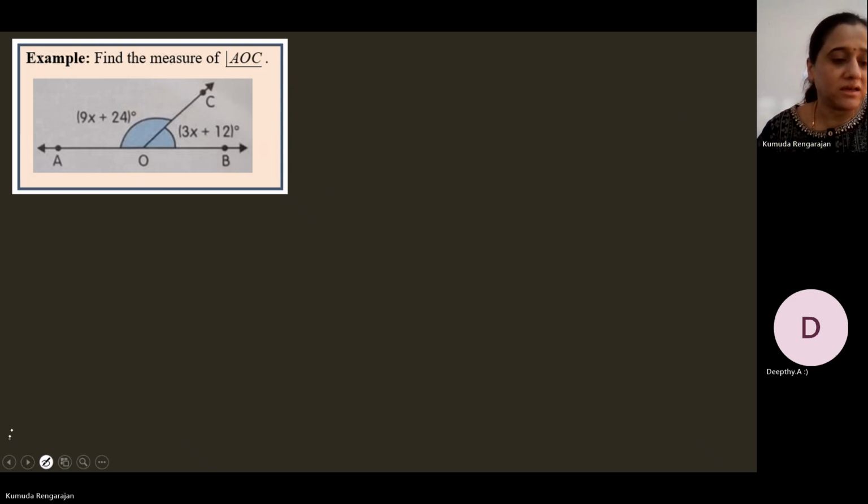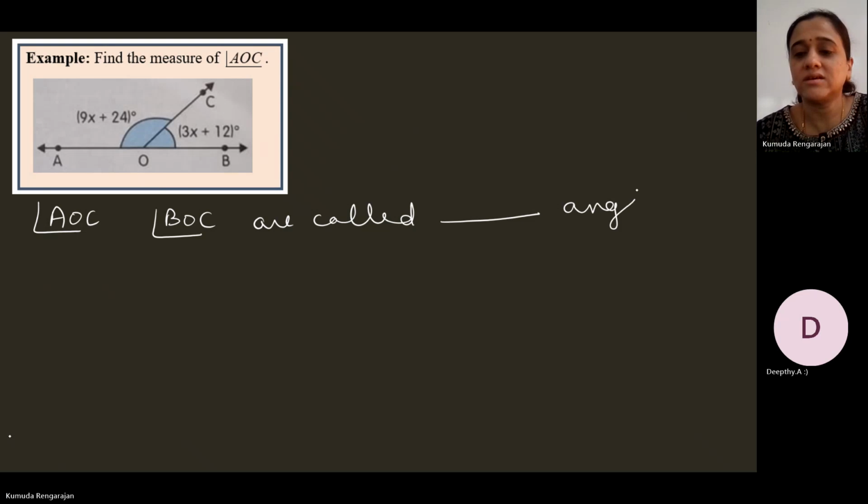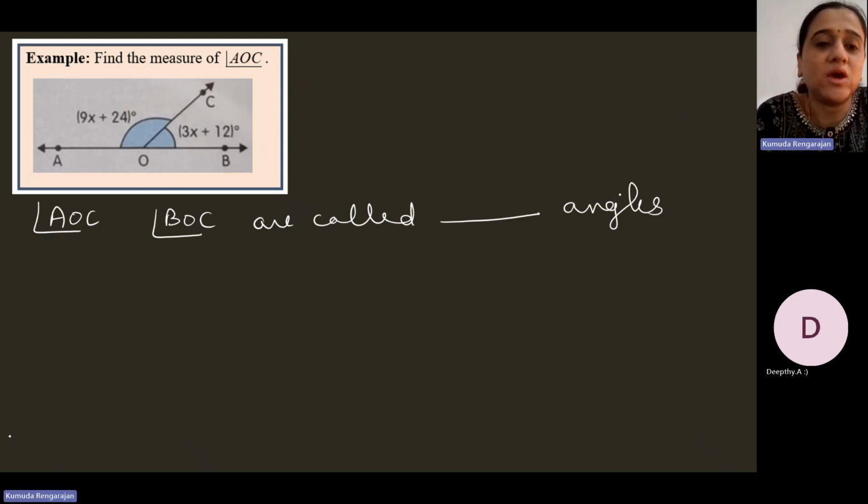Angle AOC and angle BOC are called dash angles. What angles? Angle AOC and angle BOC are called? You can give different names. They're called adjacent angles. And because the adjacent angles are on a straight line, they form a linear pair. They form a linear pair. And linear pair of angles are supplementary.